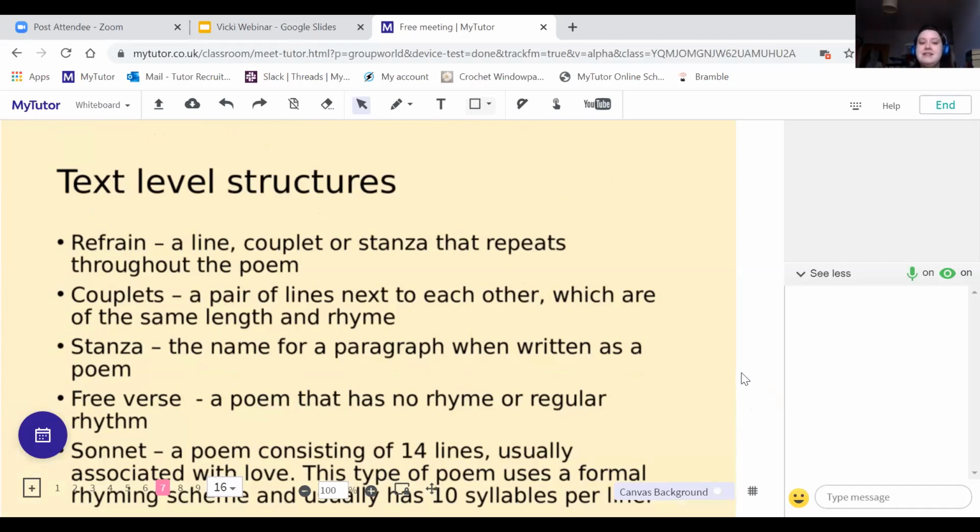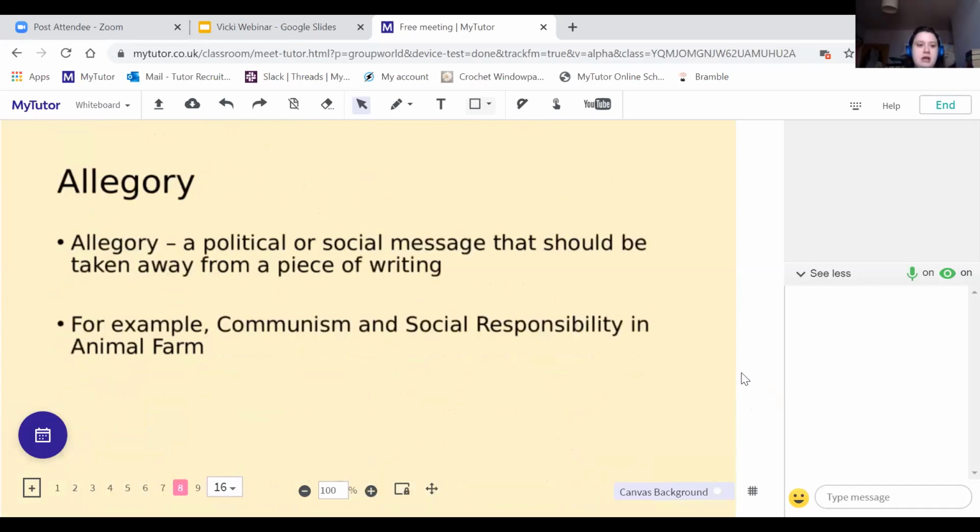Right, so stanzas, that's just the posh name for a paragraph in a poem. And free verse, so this is a poem which has no regular rhyme or rhythm. That's something that we're going to be looking at a little bit today.